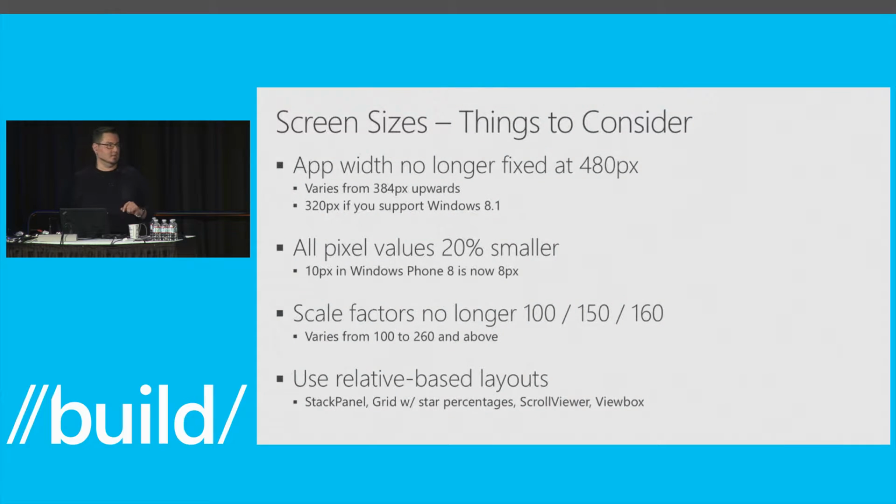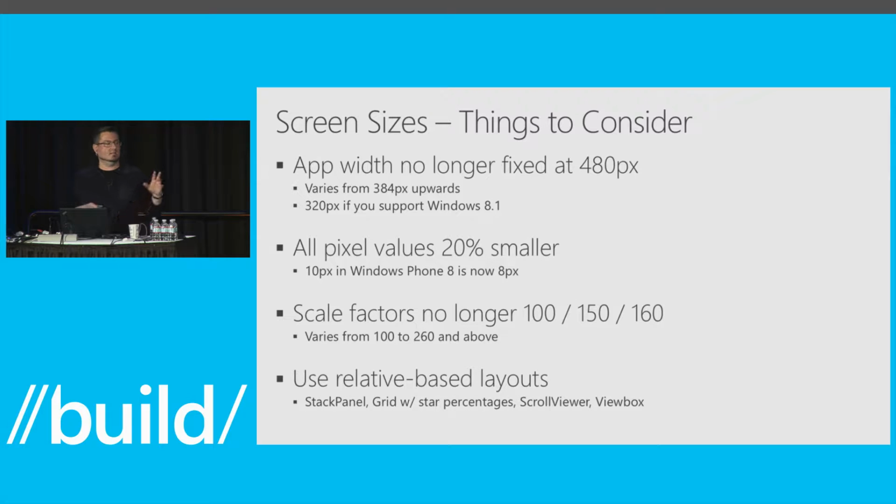A few little tips I can give you, though. Apps no longer bounded at 480 by 800. I can go anywhere from 384 on upwards. Pixel values are now smaller. What used to be 10 pixels before on the screen, on a 480 or say a medium-sized device, will now measure out at 8 pixels. So any place you had a number before and you're porting, say, an existing Silverlight app, those pixel values will shrink. It's a little confusing. Definitely recommend watching Peter Tor's talk. Before, you only had 3 scale factors you had to worry about. 1, 1.5, 1.6. Now there's a whole range of them.